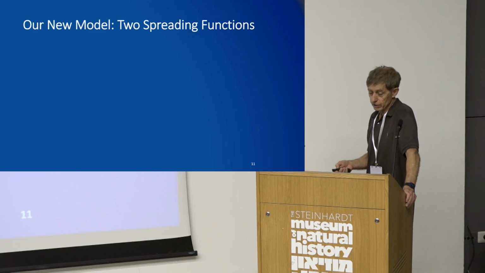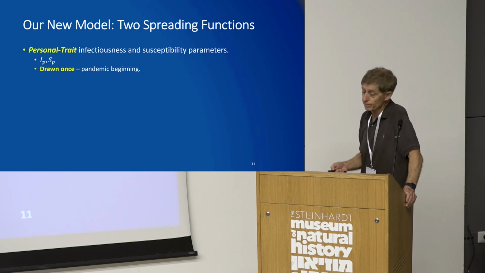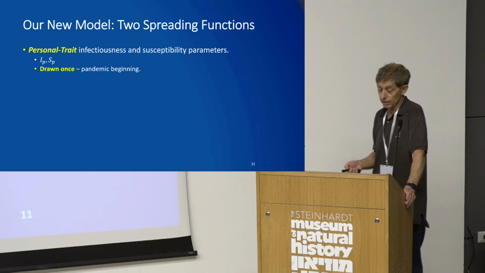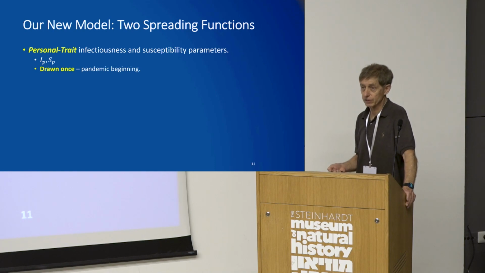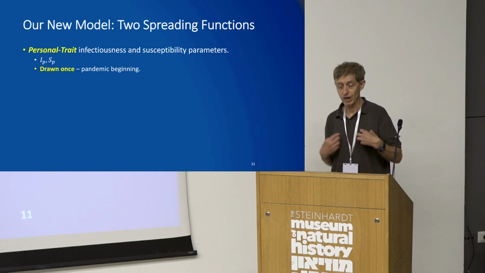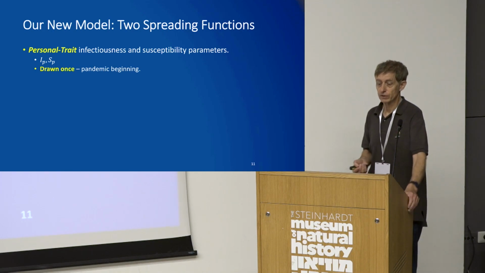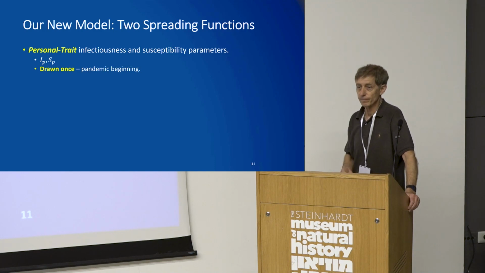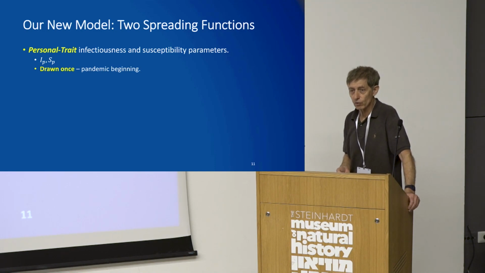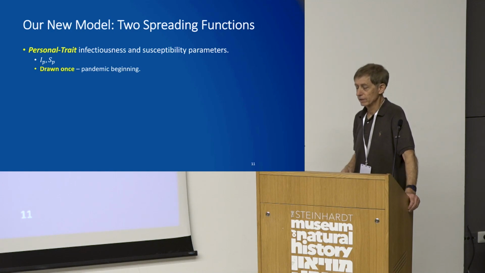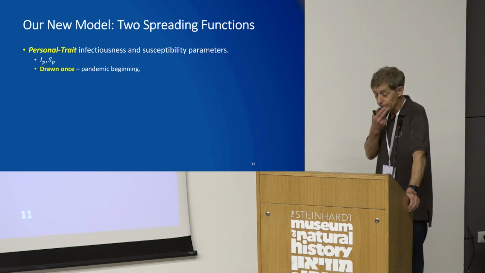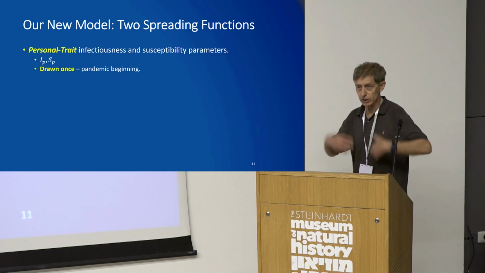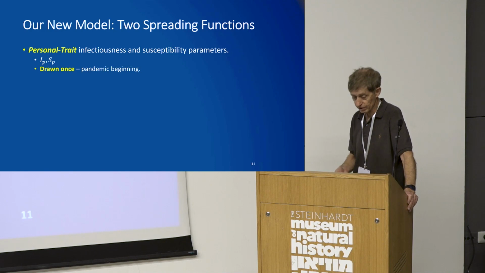So we have this model with two spreading functions. And a spreading function consists of two functions. One is a personal trait function. That's what every individual carries with him. Under this personal trait, the cashier has a large spreading factor, and the scientist in the lab has a low personal trait factor. And these are drawn one time because this goes with you all along the pandemic.